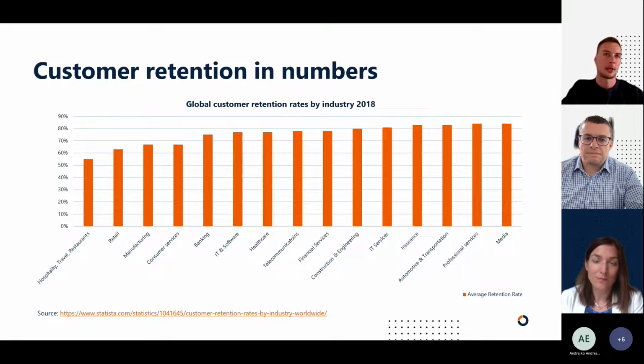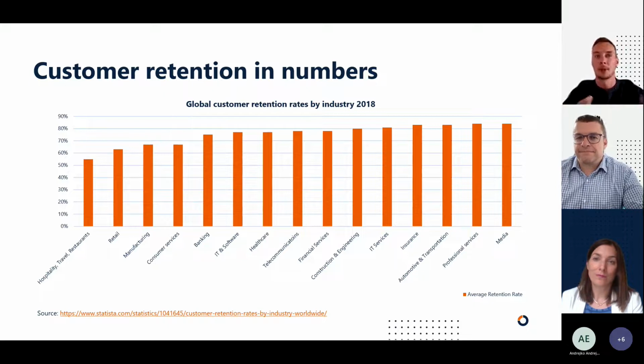That is caused mostly by the nature of their business, because it's very difficult to retain people so that they go to the same hotel over and over again, or travel to the same destination over again, or go to the same restaurant. Due to that, the retention rate looks a little bit different in those industries.